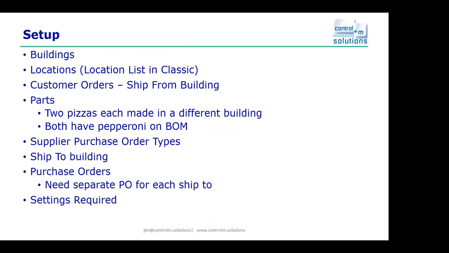Once we get done with that, we're going to go to the purchasing side of things, and go into supplier purchase order types and show you how to set them up so we can add a building to the header on a PO type. Then we'll talk about ship tos, and then the purchase orders. We're going to need a separate purchase order for every ship to that we set up. And then we'll go over all of the settings that are going to be required to make this happen.